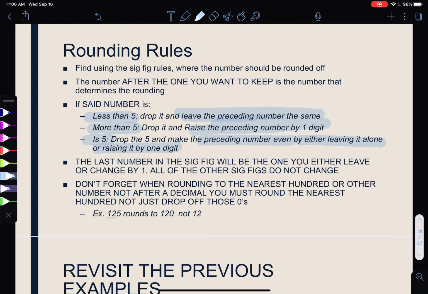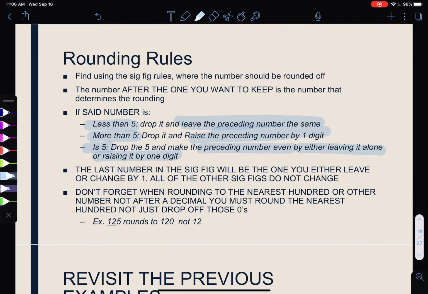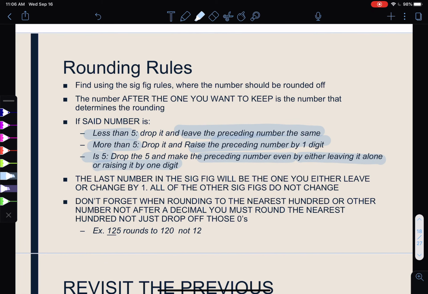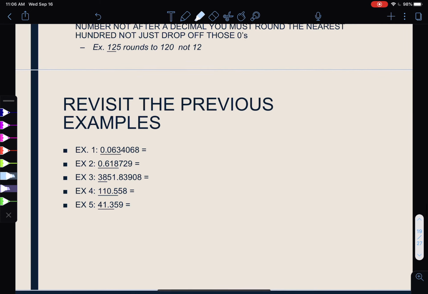So let's talk about the numbers I'm referring to. When we are rounding, the only numbers we are looking at are what I call the one on the cliff and the one falling off the cliff. Here's an example. This right here is my cliff. That's how many sig figs I can keep, these 2. So my cliff is 0.063. Those are on the cliff. The other ones, 4, 0, 6, 8, are falling off the cliff. They didn't make the cut, all right?